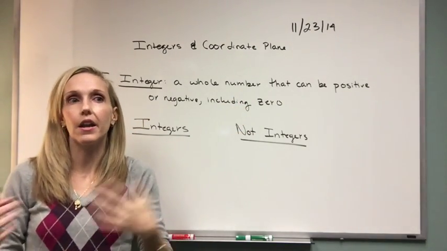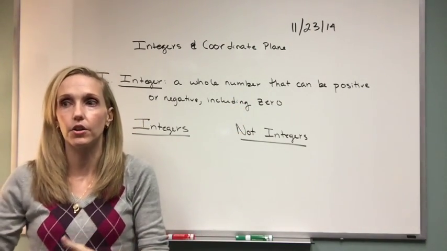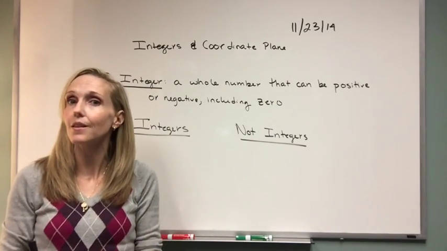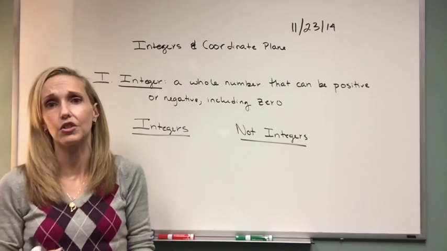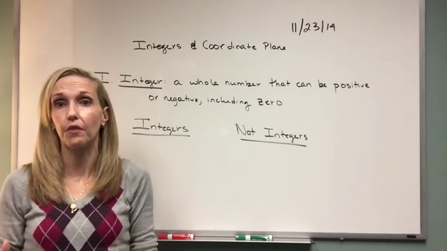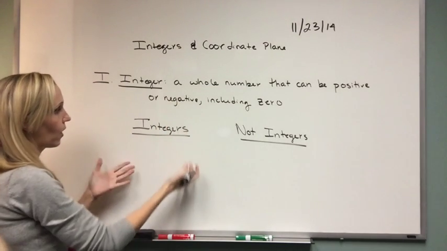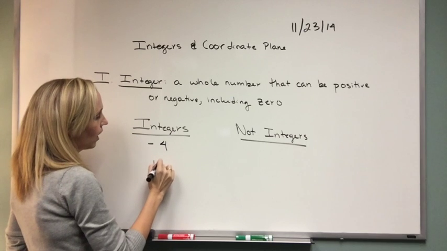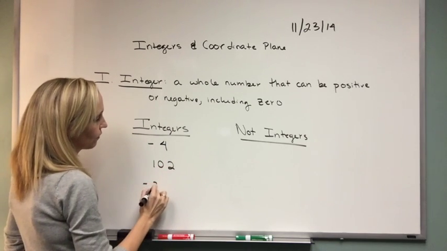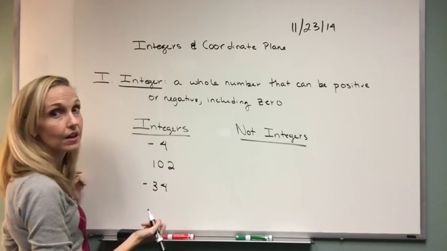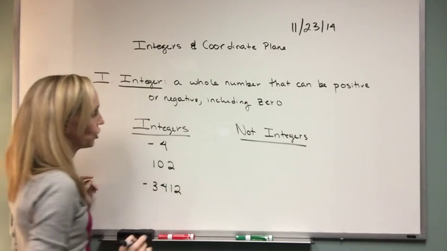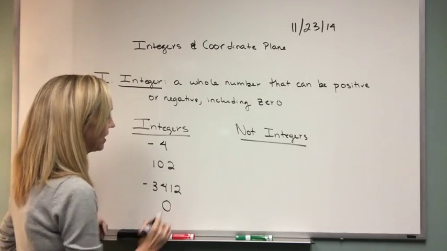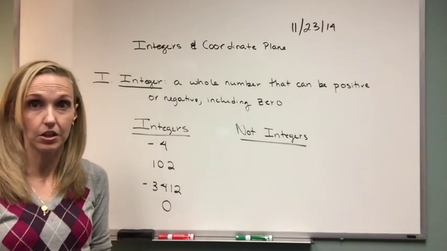So integers are -2, -3, 0, 112, -1,250. That's what an integer is. And we like them because they're not these really funky numbers that are decimals and go on forever or funky fractions. So, for example, what are our integers? As I said, -4 is an integer. 102 is an integer. -3,412 is an integer. They're all whole numbers that are both positive or negative. And also remember, last but not least, 0 is classified as an integer.